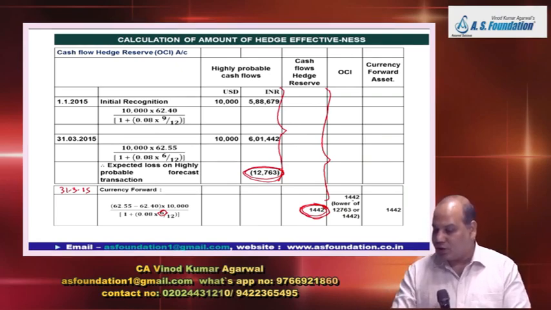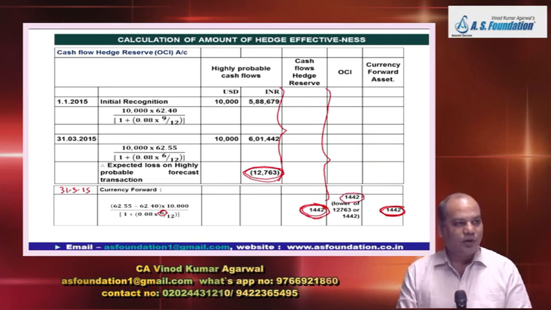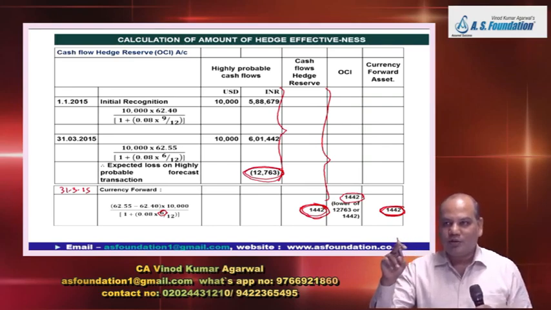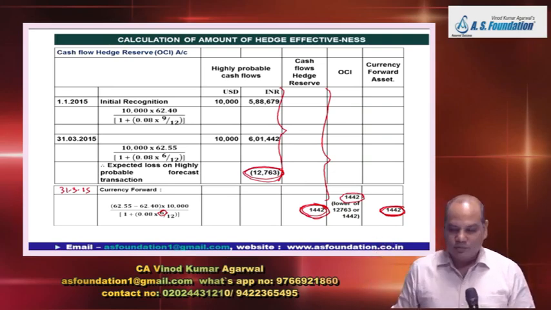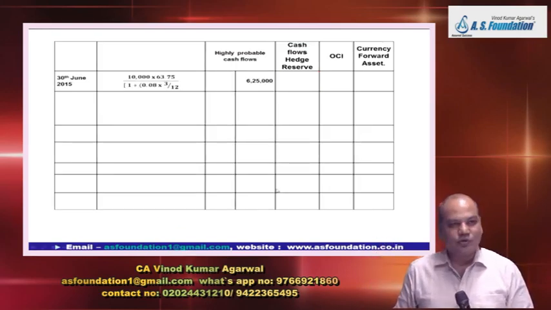So I will pass an entry for 1442. Entry I will write later, but for the timing, my entry will be currency forward asset account debit 1442 to OCI cash flow hedge reserve OCI 1442. Done. So remember, we have two accounts opened now, OCI and forward asset. Forward asset debit balance, OCI credit balance 1442.